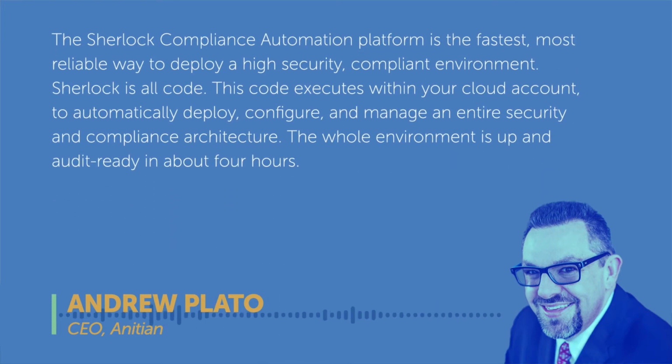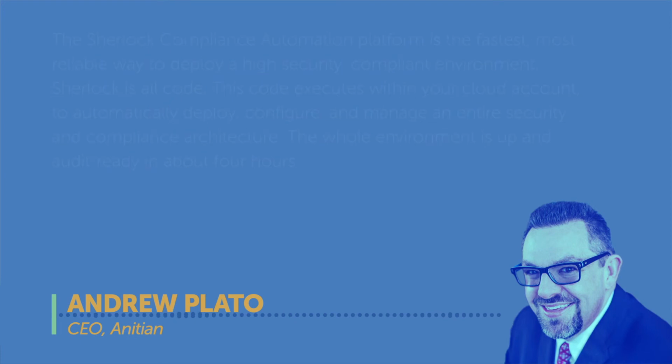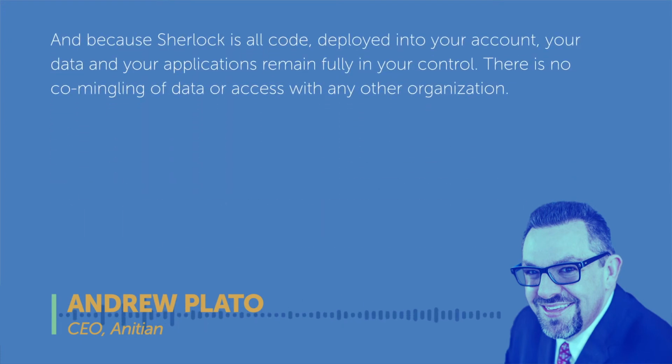The Sherlock Compliance Automation Platform is the fastest, most reliable way to deploy a high-security, compliant environment. Sherlock is all code. This code executes within your cloud account to automatically deploy, configure, and manage an entire security and compliance architecture. The whole environment is up and audit-ready in about 4 hours. And because Sherlock is all code deployed into your account, your data and your applications remain fully in your control. There is no commingling of data or access with any other organization.